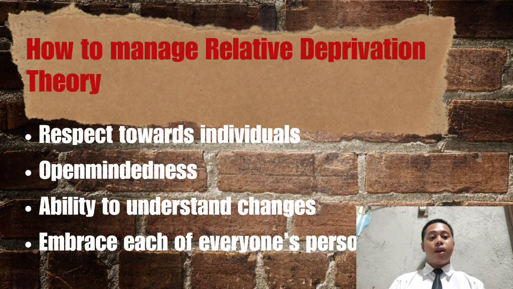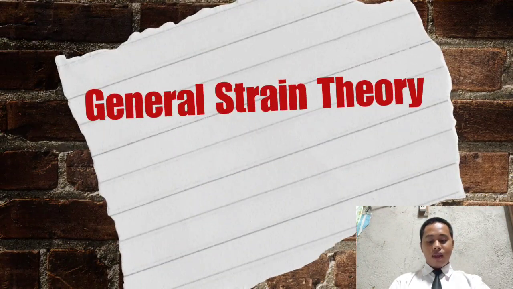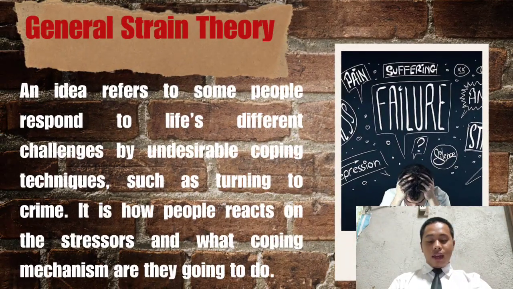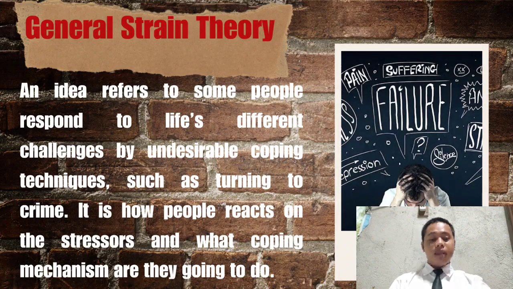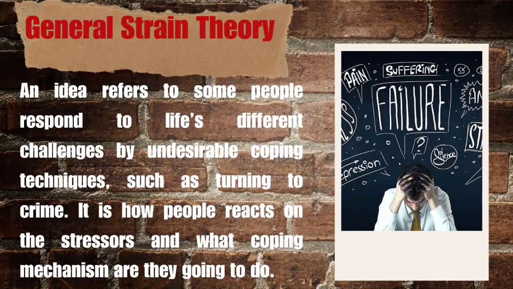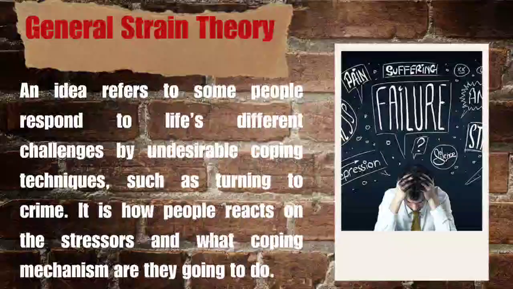So, are we done with relative deprivation theory? So, let us move on to general strain theory. General strain theory. The idea refers to how some people respond to life's different challenges with undesirable coping techniques, such as turning to crime. It is how people react to stressors and what coping mechanisms they are going to use. General strain theory simply means how individuals react to the struggles and challenges that come to their life and what solutions they are going to use.